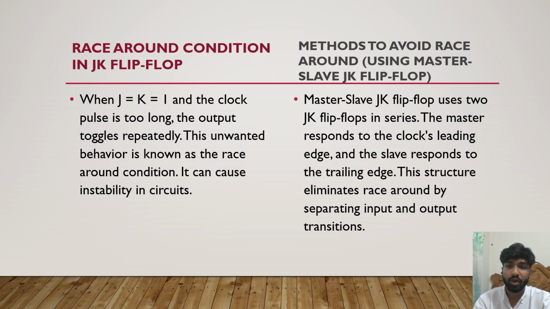Let's know the method to avoid race around. That means using master slave JK flip-flop. Master slave JK flip-flop uses two JK flip-flops in series. The master responds to the clock's leading edge and the slave responds to the trailing edge. This structure eliminates race around by separating input and output transitions.